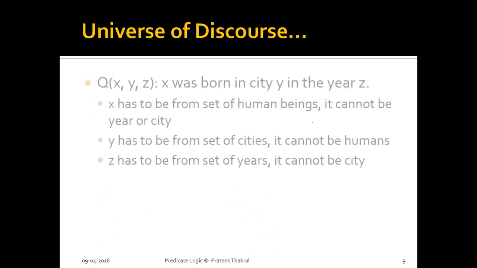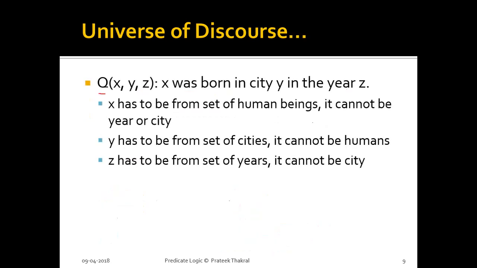And one more example to understand universe of discourse is, let Q be a predicate having three objects. The predicate says x was born in city y in the year z. Now if we look carefully, x has to be from the set of human beings. From the sentence it is clear that x is a human being and it cannot be anything else. Similarly, the sentence says x was born in city y, so definitely y should be a city, it cannot be a human being or a year. And similarly the universe of discourse for the variable z has to be the set of years, it cannot be a human being or anything else.